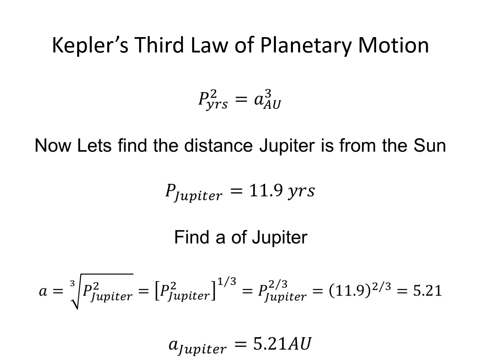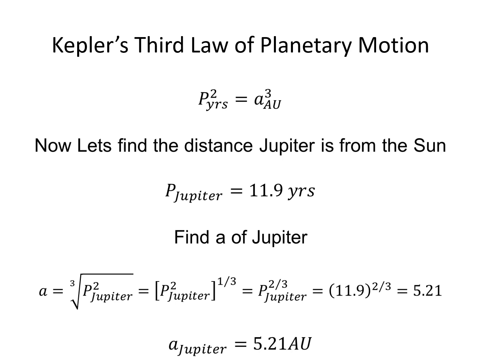This relationship, p squared equals a cubed, is so not intuitive that it's not surprising that it took until the early 1600s before anyone discovered this relationship between the size of an orbit and the period of the orbit. So for instance, if we have Jupiter and we measure how long it takes Jupiter to go all the way around the Sun, and that takes 11.9 years, how far is Jupiter from the Sun? p squared equals a cubed. We want to find a. So we take the cube root of both sides. So a is the cube root of p squared, p being the period of Jupiter.